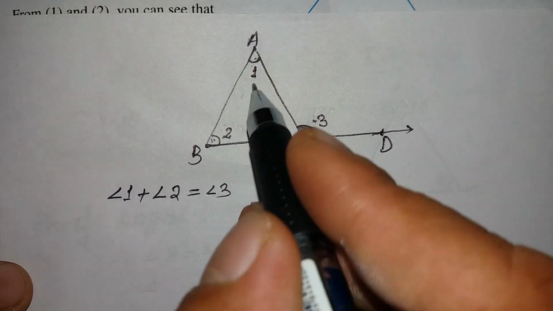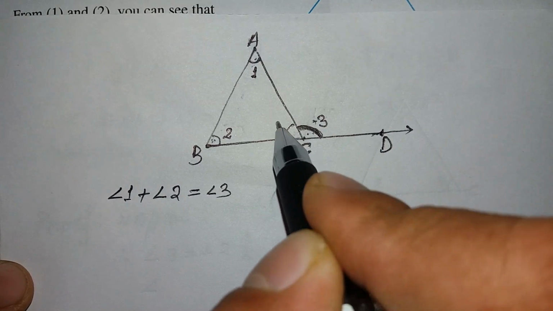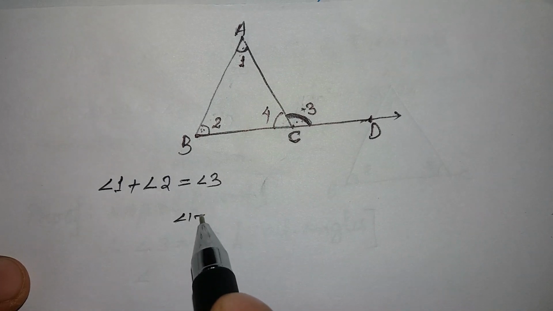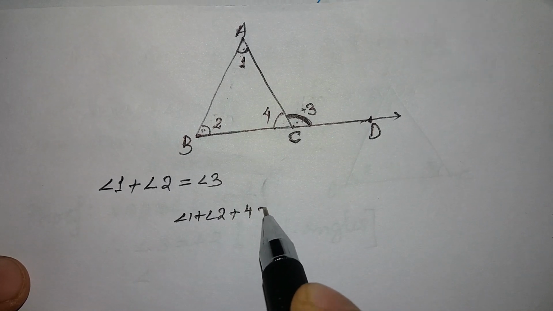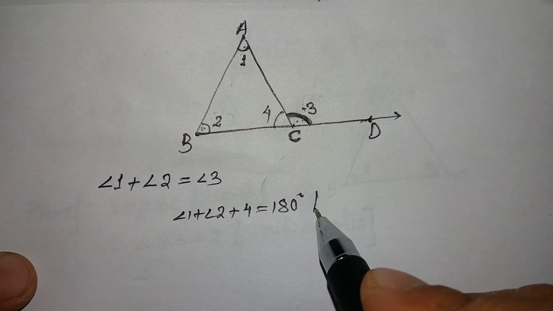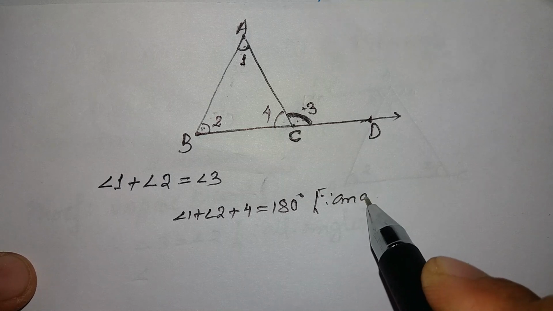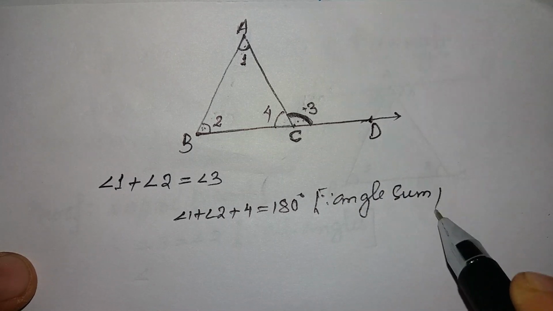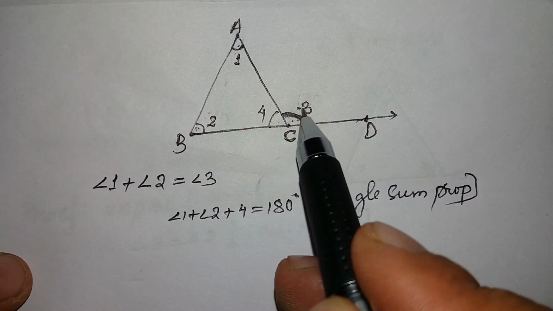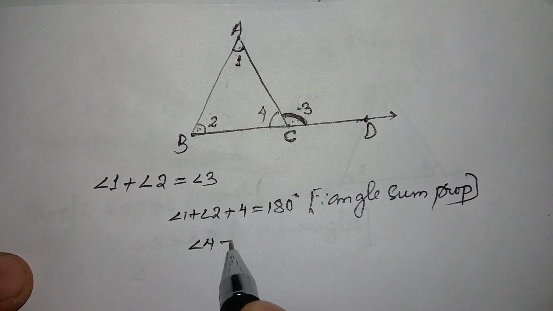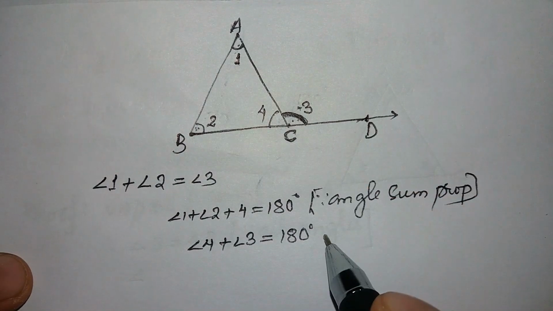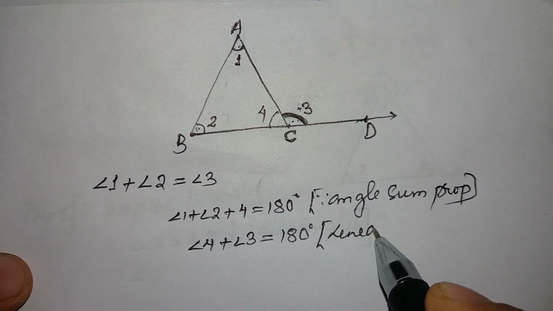Now here we can easily prove this. Let's call this angle 4. Now we know that angle 1 plus angle 2 plus angle 4 is 180 degrees, because we're using the angle sum property. Again, if you add this angle 4 and angle 3, angle 4 plus angle 3 is again 180 degrees, because these two angles are a linear pair.